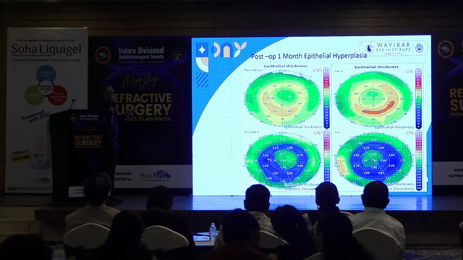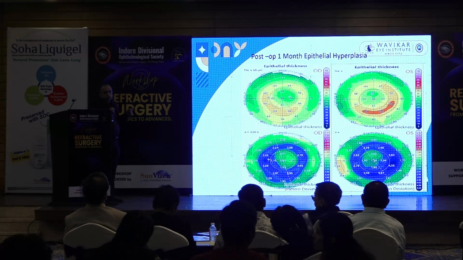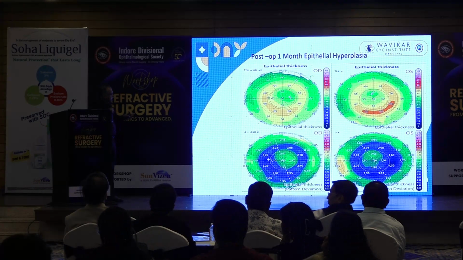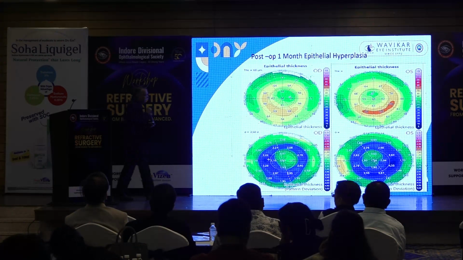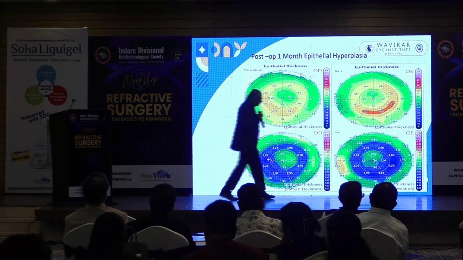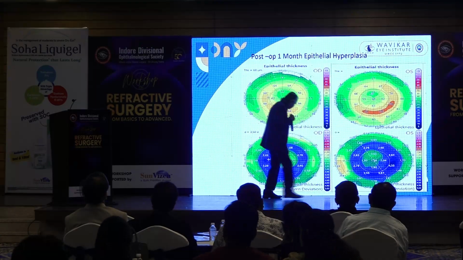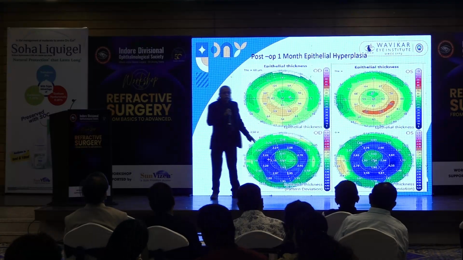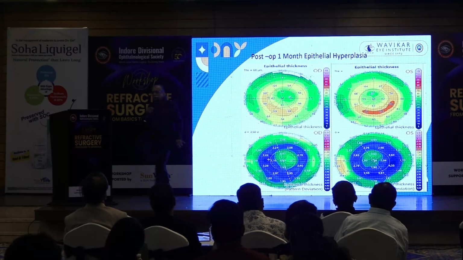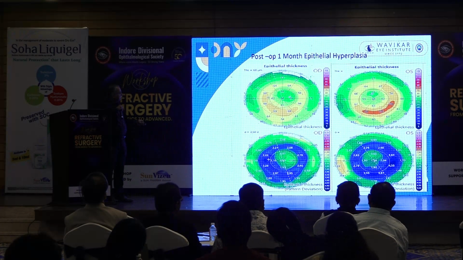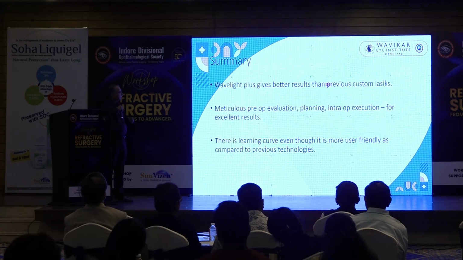There was one patient who, after 1 month of LASIK, Wavelight Plus, started getting drop in vision, especially at night. And his epithelial map showed that there was epithelial thickening. See over here, hyperplasia, 4.58. This annulus we get normally, but in this fellow probably it was a little exaggerated, and we treated it. After 2 to 3 months, he became normal.